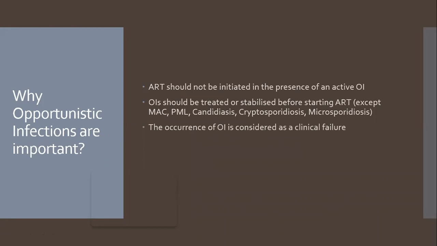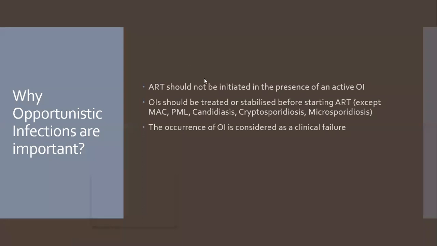Okay, coming to the last part, why opportunistic infections should be treated. I told you one important clinical thing: the aim of starting antiretroviral therapy is to prevent opportunistic infection. Again, if an opportunistic infection is present, we should not start ART because it can cause immune reactivation. So the entire endpoint of this class is that opportunistic infection should be treated first and only then ART should be started.